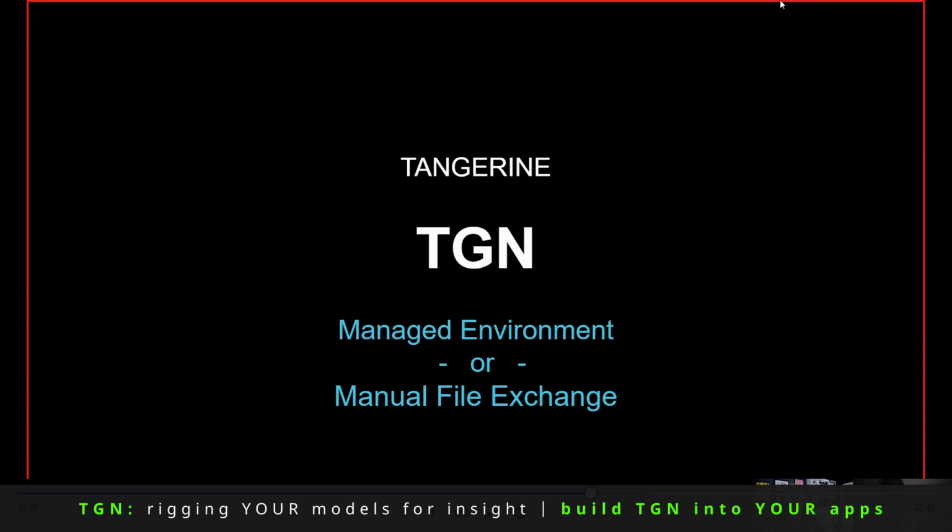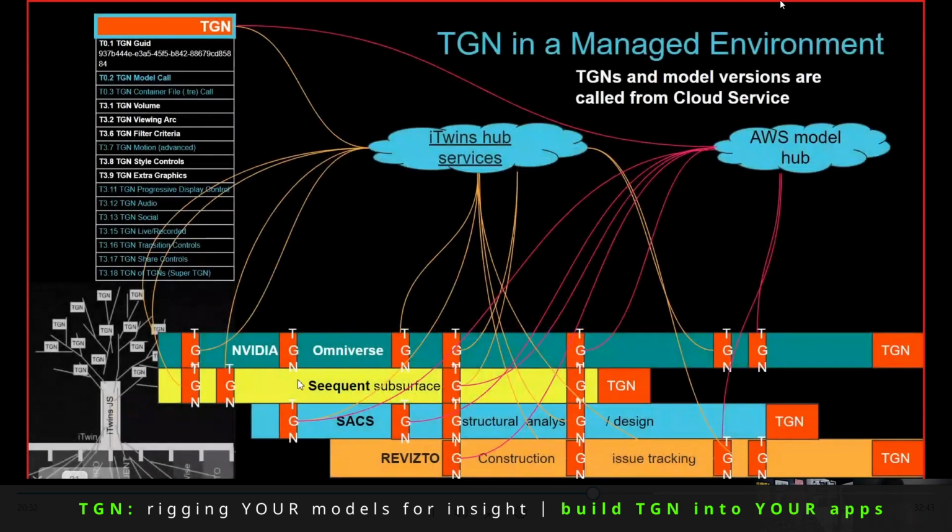So let's say in an environment where we've got Omniverse spanning everything, and then we've got Sequent and Saks, and then maybe throw in Revisto for issue tracking during construction. People are creating TGNs inside each of these apps and sharing them with each other. And as we mentioned, if I create a TGN in Saks, and I've got a bunch of people who are not Saks users but they're in Omniverse, they see my TGN, they click on it.